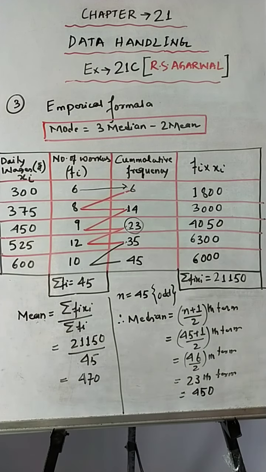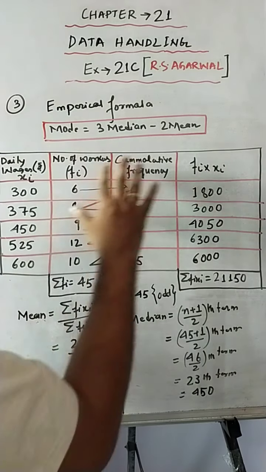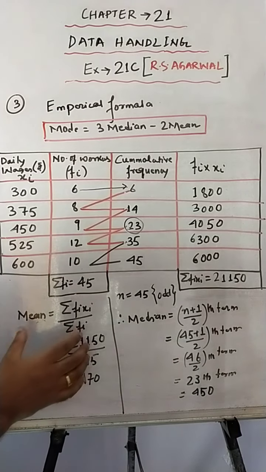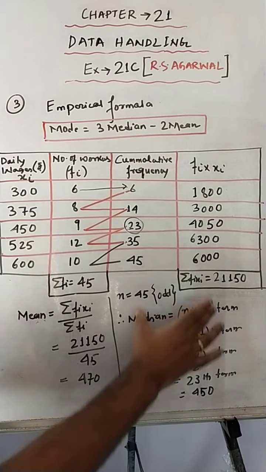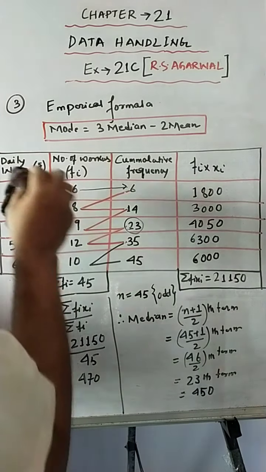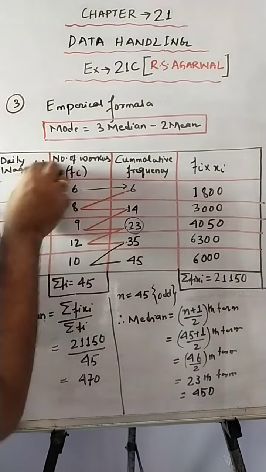Now, how to find out mode? I hope you have understood all this part, that is, how to find the value of mean and how to get the value of median. Now, let's find out mode. I'm going to drop this part.